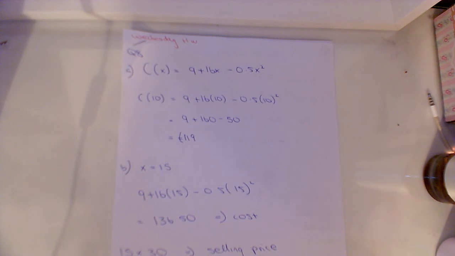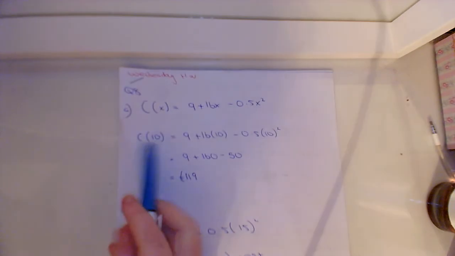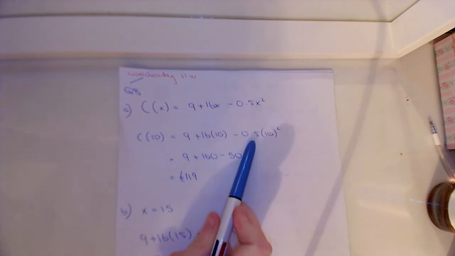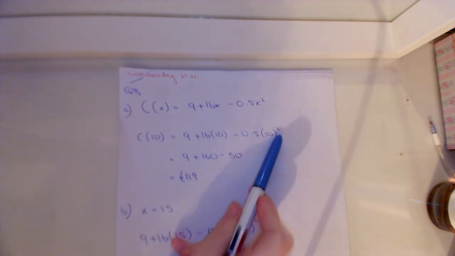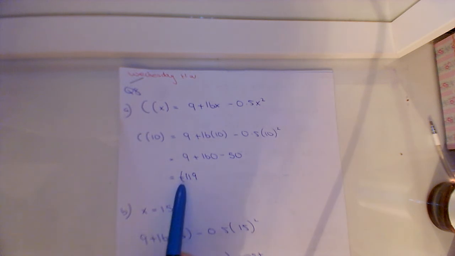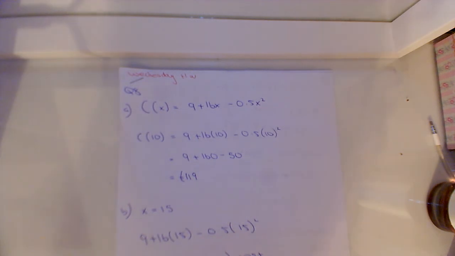Okay, so first of all it asks me, part A, how much does it cost to produce 10 chairs? Okay, so I was told C is the cost and x is the number of chairs, so wherever I have an x, I'm going to sub in 10. So I'll have C(10) is equal to 9 plus 16(10) minus 0.5(10) squared, and I get 9 plus 160 minus 50, and I get a cost of €119 to produce 10 chairs.